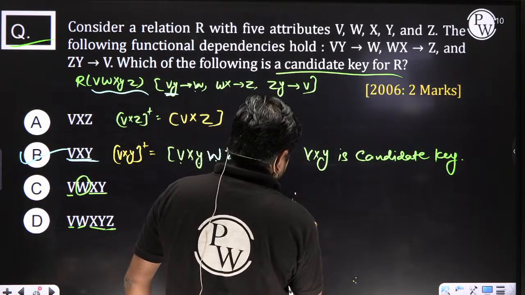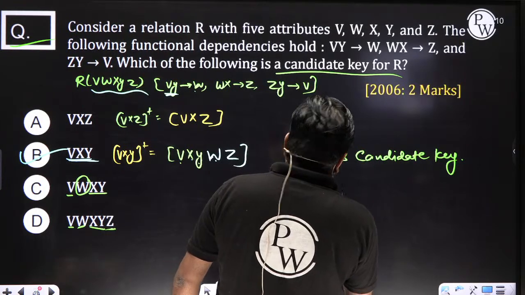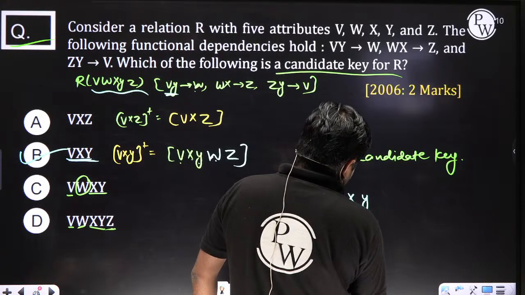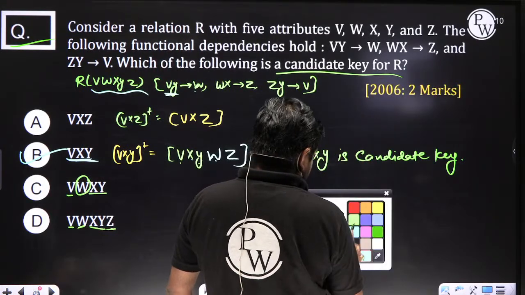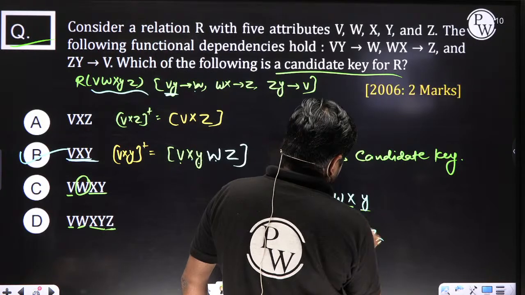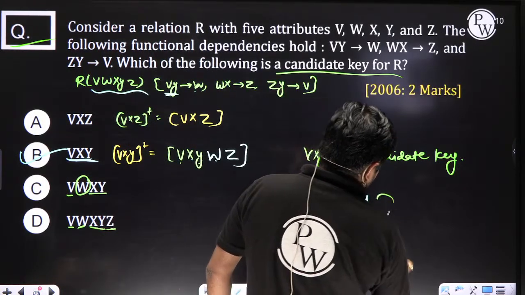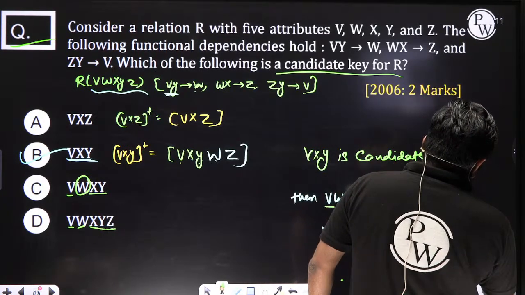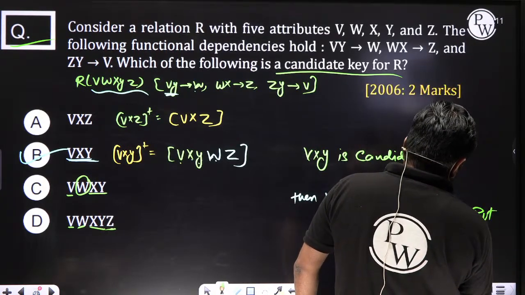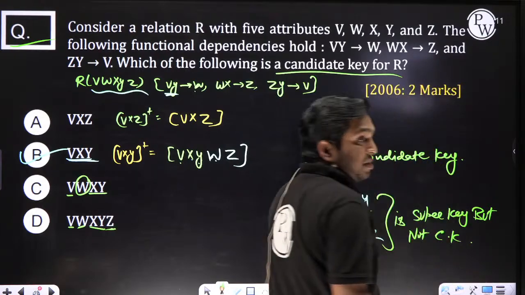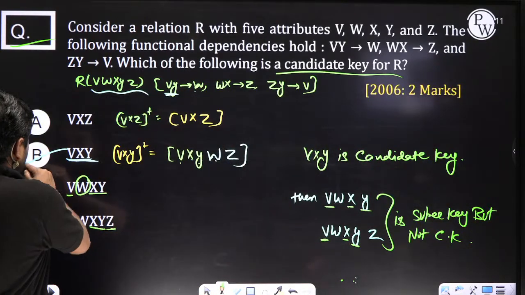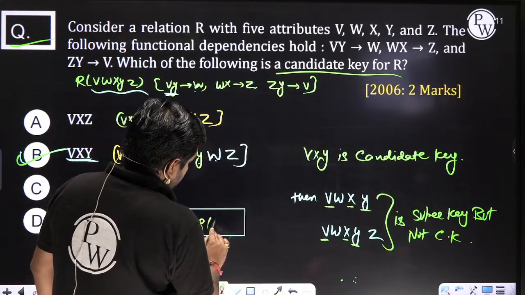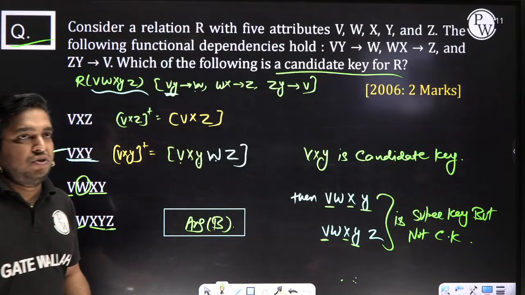Then WXY, WXYZ is a super key, but not a candidate. Well, clear everyone? Yes. B is the correct answer for this.